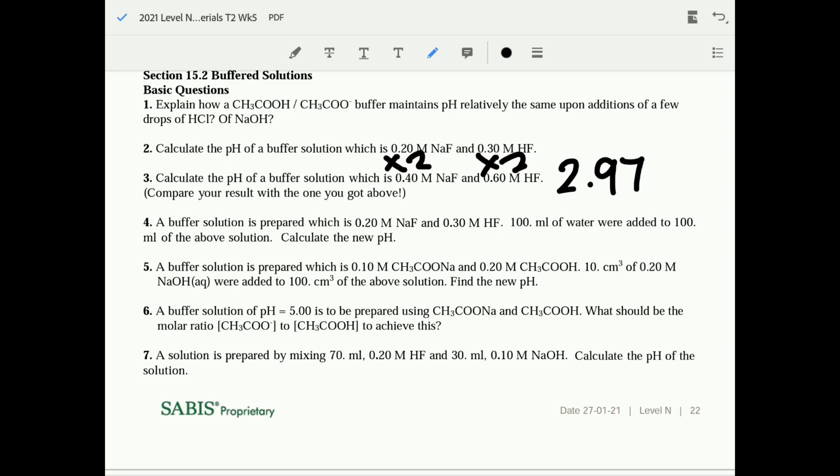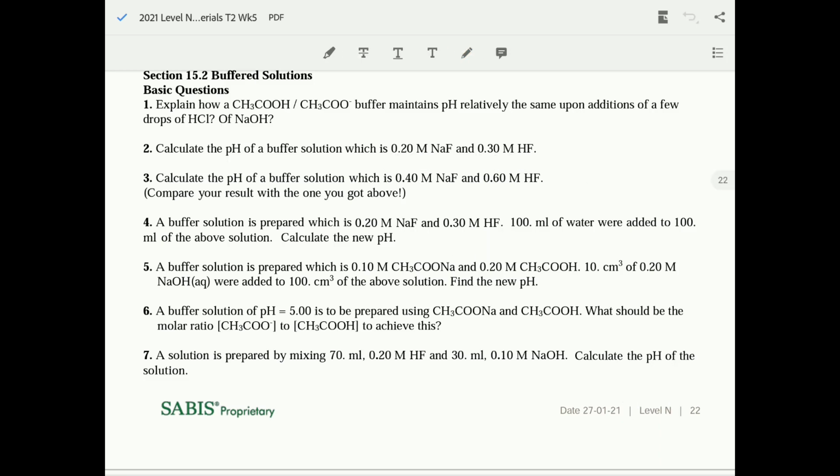Okay, a buffer solution is prepared the exact same way. 100 milliliters of water were added. Calculate the new pH. One thing we should know is that when we add water, we're diluting the base and the acid, so we get the exact same pH. 2.97.